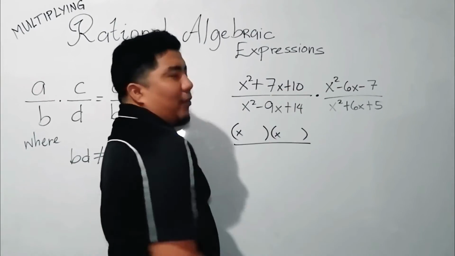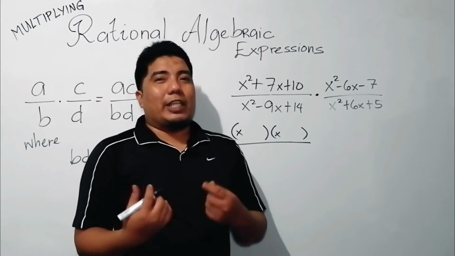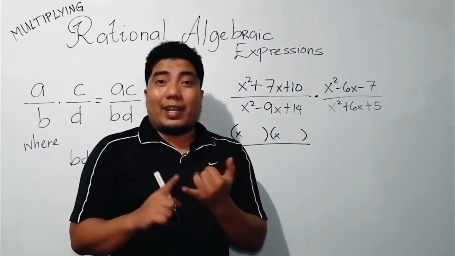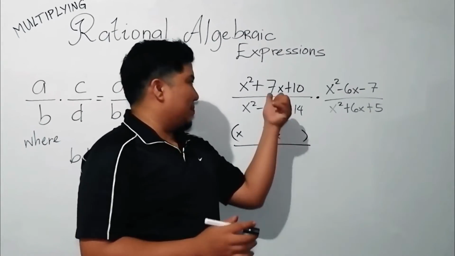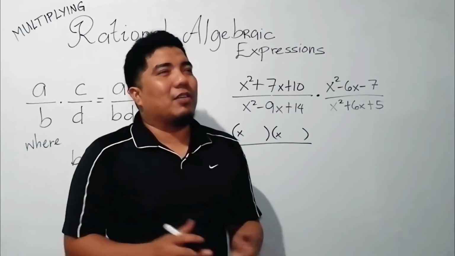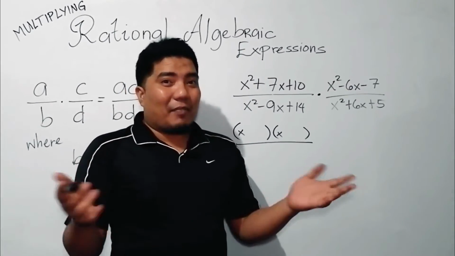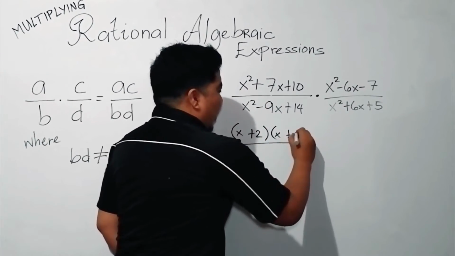Okay. So, what are the factors of 10 in which if you add them, the answer is positive 7? Factors of 10 are 1 and 10. Now, if you add 1 and 10, that is 11. We are finding 7. Wrong. We also have 2 and 5. If you have 2 and 5, the answer is 7. Therefore, we can use 2 and 5. Okay, so positive 2 and positive 5.